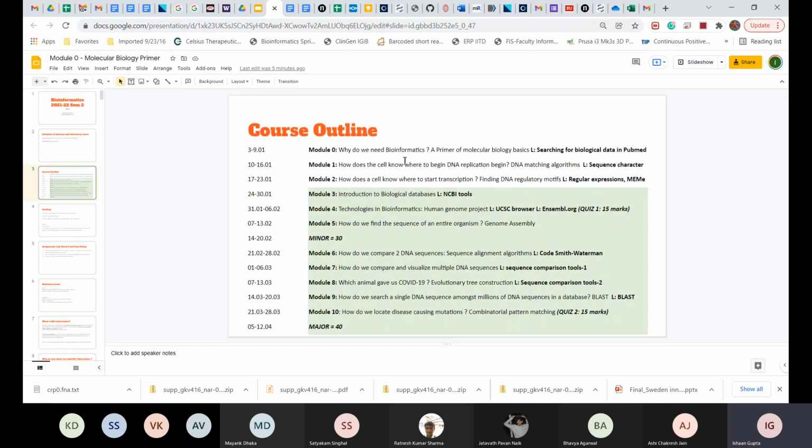And then in module 5, we're also going to have the quiz in that week. So just to let you know, the quiz will be covering everything that has been taught till the day before the quiz. The quiz is going to happen on Friday in that week. And then in the fifth module, I'm going to come back to the algorithms. Specifically, we're going to look at how we sequence an entire organism.